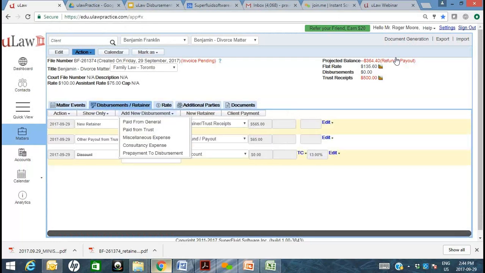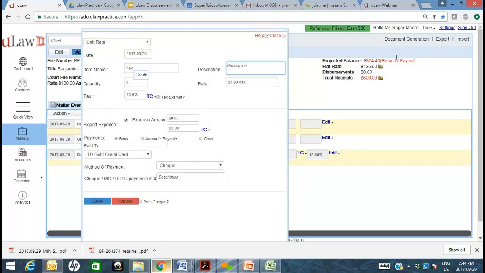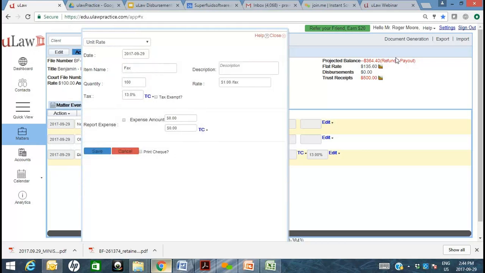Same thing. We'll go to disbursement, add new disbursement, and let's do one out of general. And this time, maybe I'll focus on a unit rate. As you can see, the different types: billable mileage, unit rate, canceled travel time. Even if it's an assistant who's traveled on your behalf, you can maybe charge them. So let's just say it's a fax. Changes to unit rate, so it's going to be 10 faxes at about $1. Maybe just say 100 for the purpose of this demo. You could report that expense as an office expense, but then again, let's not focus on that right now. I'm just going to go ahead and disburse this client $100.